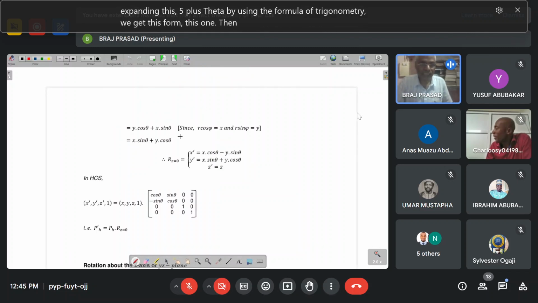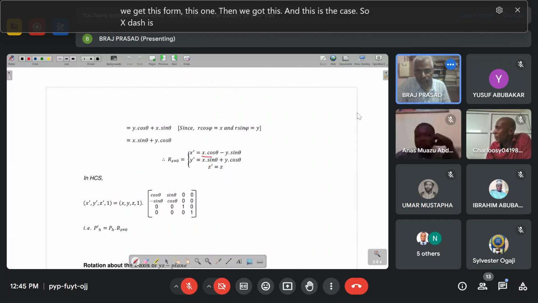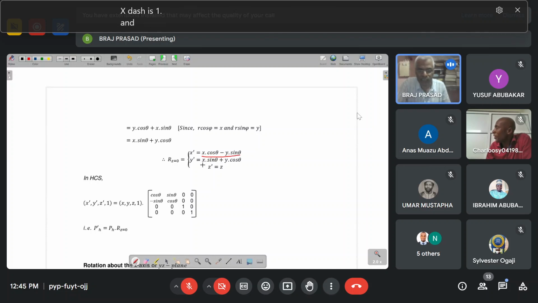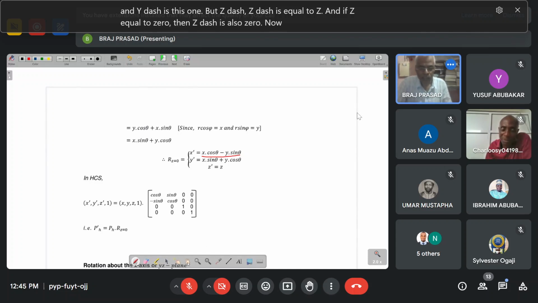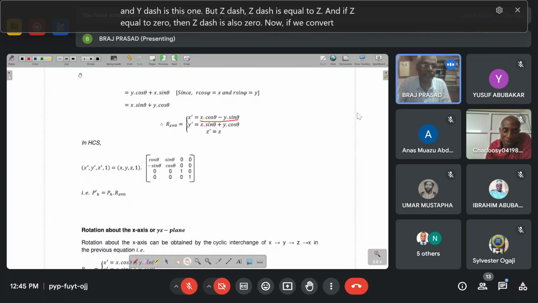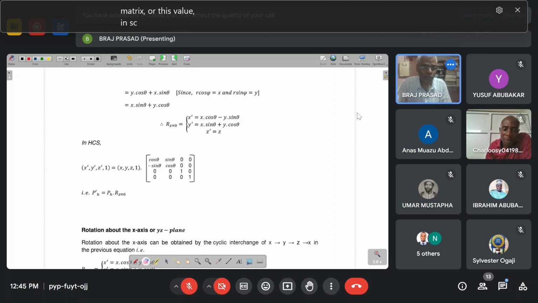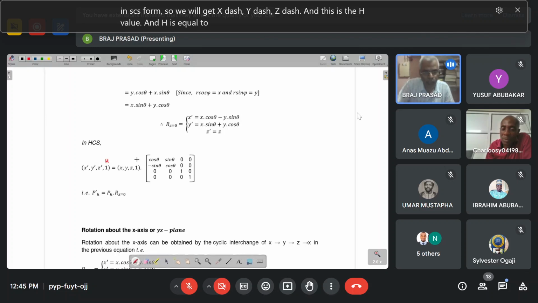Then we got this, and this is the case. So x dash is this one, and y dash is this one. But z dash is equal to z, and if z equal to 0, then the z dash is also 0. Now if we convert this matrix or this value in SCS form, we will get x dash y dash z dash, and this is the h value, and h is equal to 1 in homogeneous coordinate system.